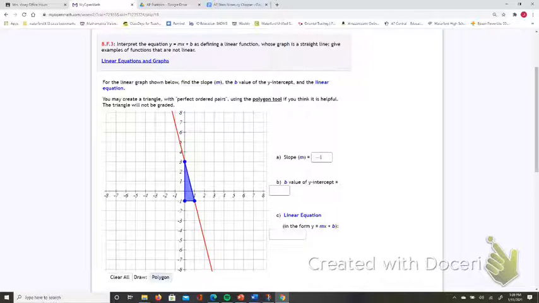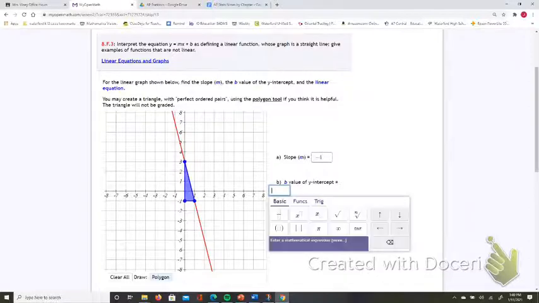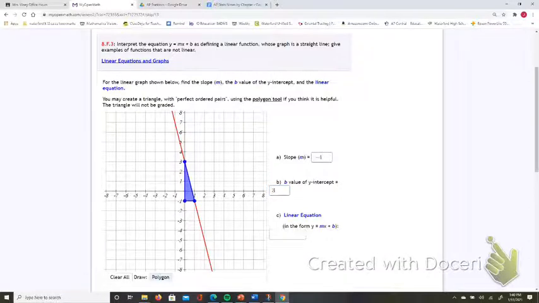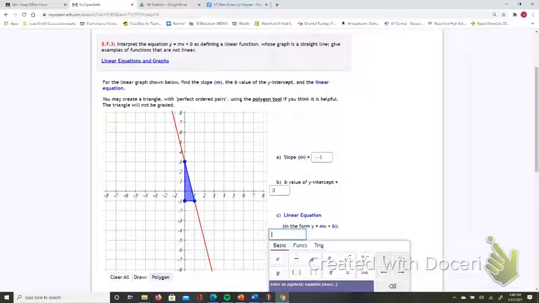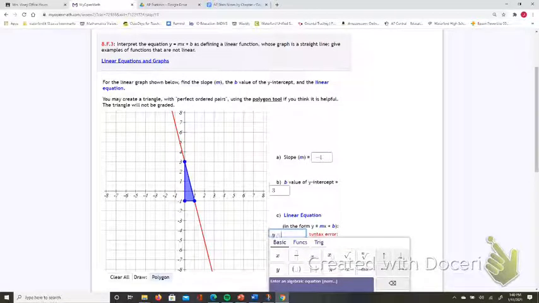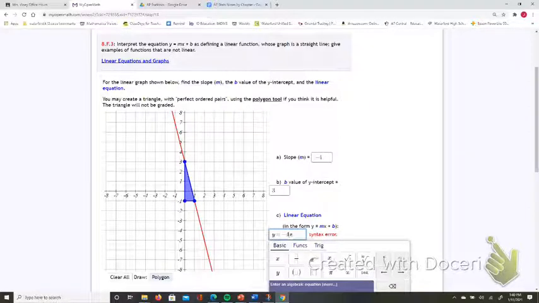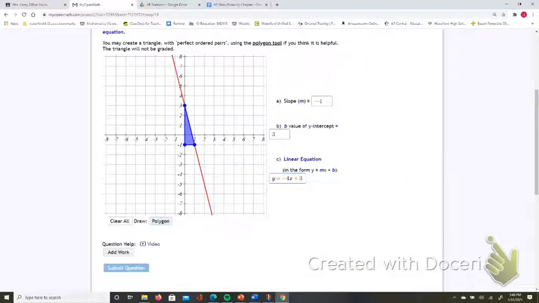Okay, now we need part B. We need the y-intercept. So we need the point where our line, our red line, hits the y-axis. The y-axis is this one that goes up and down. So if you look, our red line hits the y-axis at 3. So we type 3. And then our equation is y = mx + b. So y = -4x + 3. And then we submit.